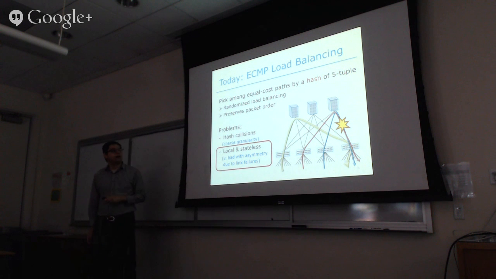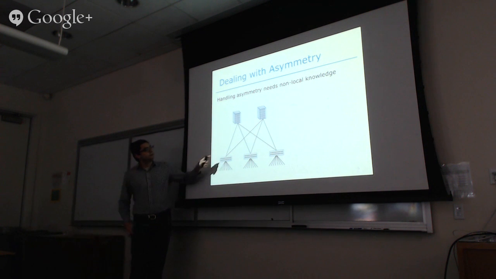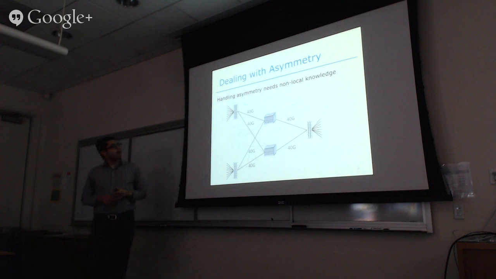Let me talk a little more about this asymmetry problem, because I think it shows this more fundamental problem with ECMP. The challenge with asymmetry is that handling it fundamentally requires non-local knowledge, which the ECMP scheme doesn't have. As an example, let's say you have a leaf-spine network, and I'm going to draw this in a slightly different way, and I'm going to cut a link. So now we have an asymmetric leaf-spine network.